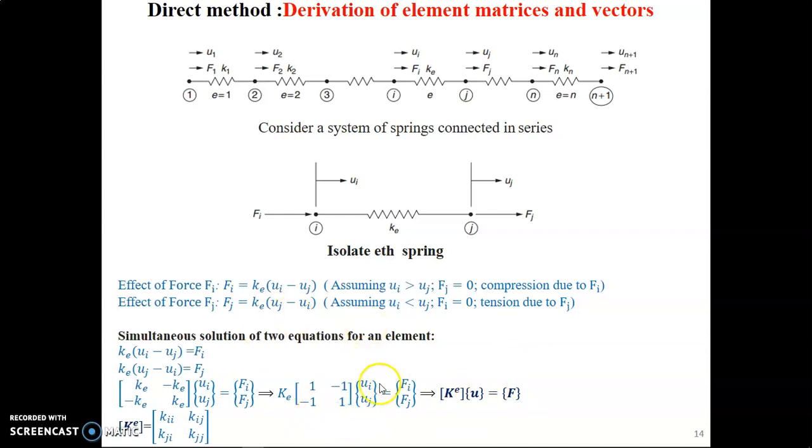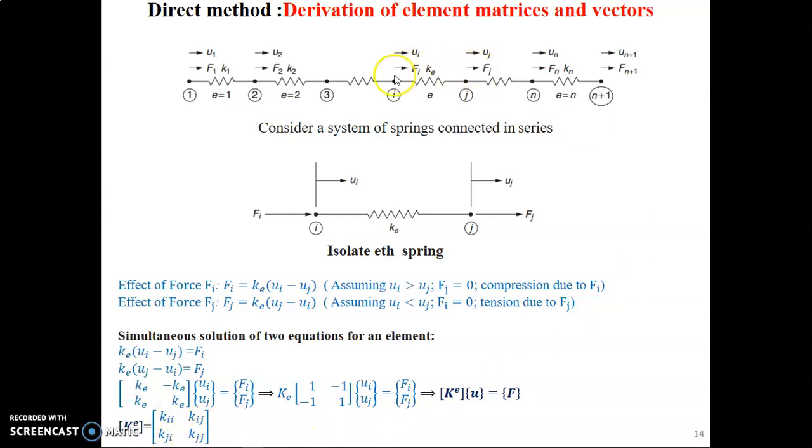U will form the displacement matrix, and F is the external force matrix. So from here also we are using simple physics to establish the linear equation for the eth element. Okay, so the K stiffness matrix for the eth element will be considered as Kii, Kij, Kji and Kjj.